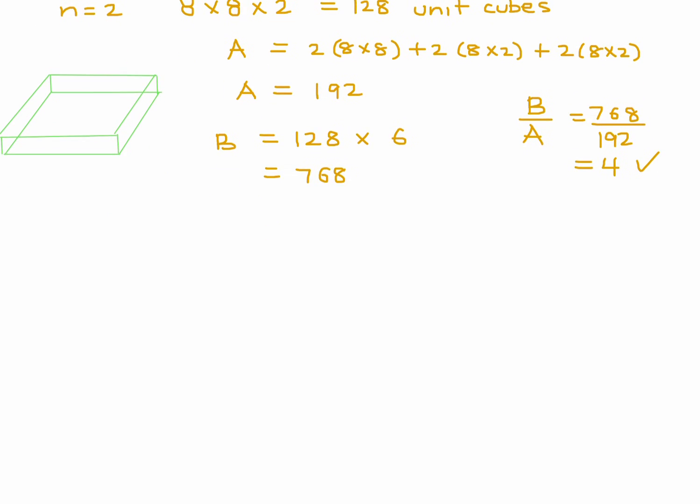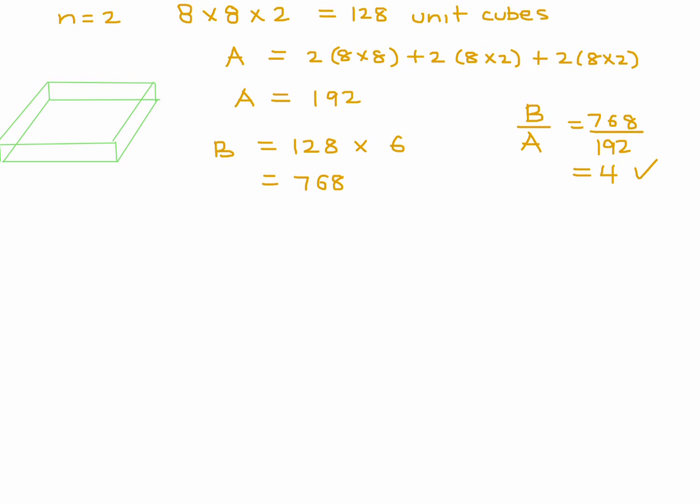Now let's do the exact same thing, but instead of n being 2, n is just n. So now we have 8 by 8 by n, and that is 64n. That is the number of unit cubes that make up this particular prism.